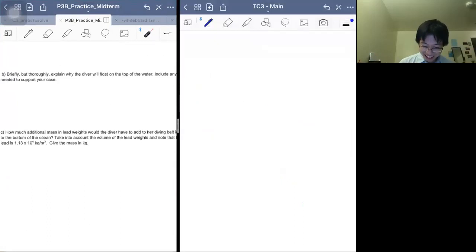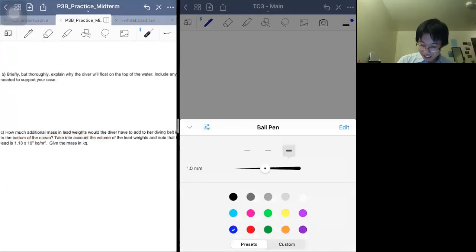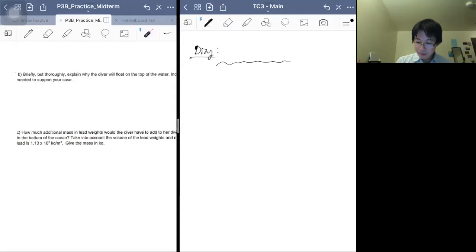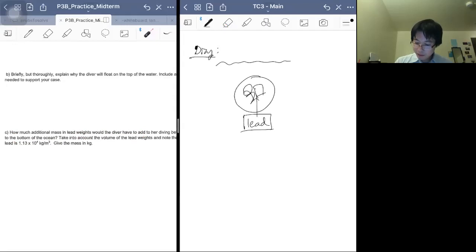We'll be very close. All right, how much mass of lead weight are we adding? How much weight do I have to add to the dragging belt in order to sink to the bottom of the ocean? Okay, so this is my new diagram. I want the scuba diving gear as a system, and then add some lead weight over here. All the previous information should be the same.